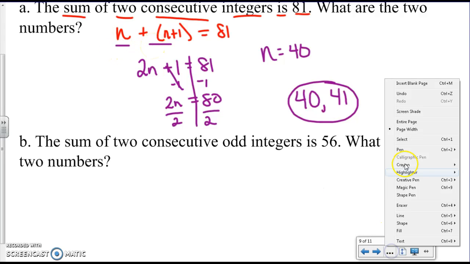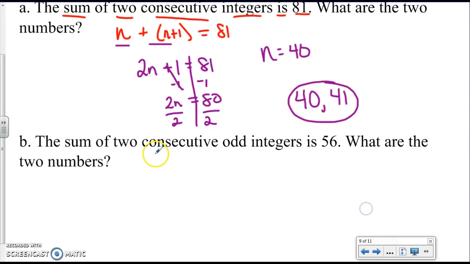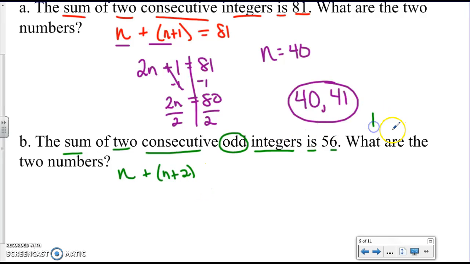For b, it says the sum, so we're adding again, of 2 consecutive odd integers is 56. Okay, so this time, my first integer that is odd is going to be n, but then to get to the next odd number, I actually have to add 2. Okay, and that works for odd or even. Because if I start with 1, my next odd number is 3. 1 plus 2 gives me 3, so that's why I'm adding 2 this time. So the sum of those 2 consecutive odd integers is 56.